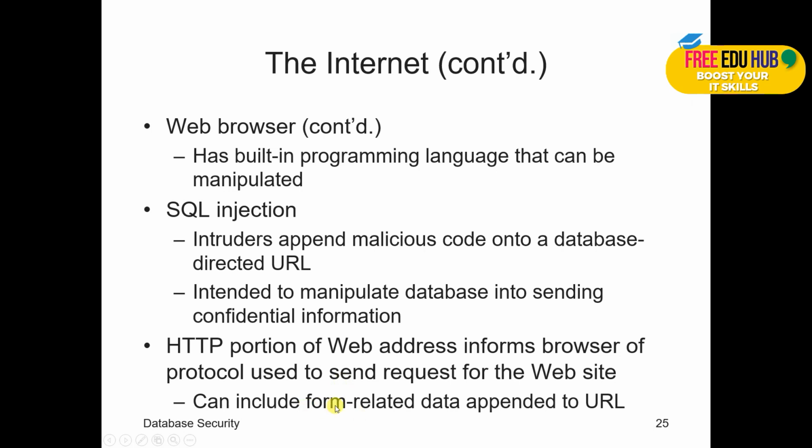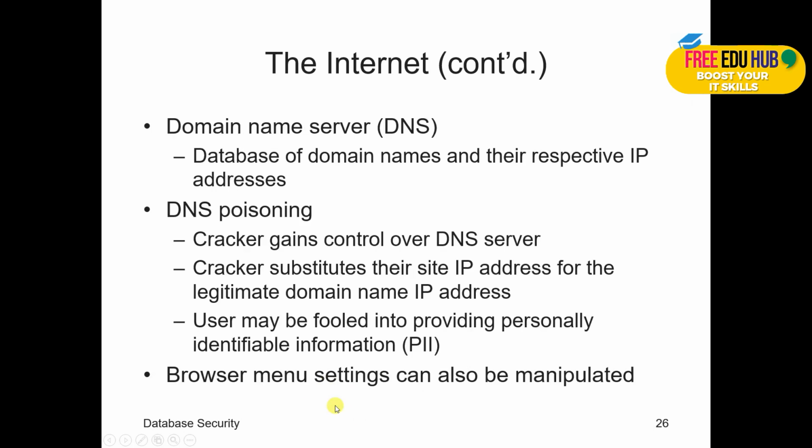Now, the domain name system, or domain name servers, is a database of domain names and their respective IP addresses. It maintains the name to IP and IP to name. Then DNS poisoning is when a cracker gains control over a DNS server, which we discussed in the previous semester as well. For example, if you want to go to google.com, there will be an IP address.